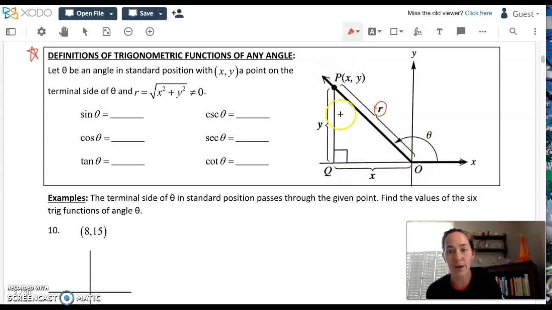Well, there's a reason for it. If I put this angle on what's sometimes called a unit circle, but just like a circle here that comes out, wouldn't this distance be the radius of that circle? And that's why r is chosen.